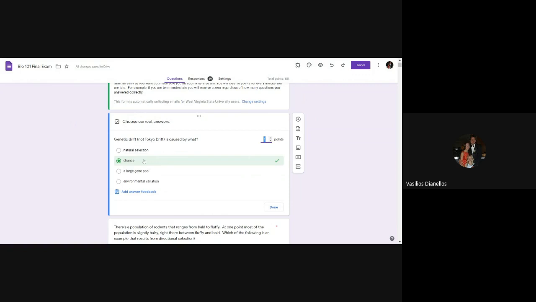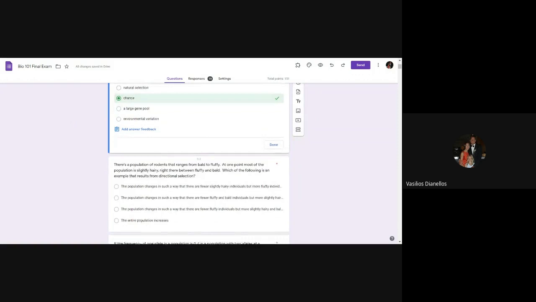Obviously, I already discussed natural selection, so you know why that's not the answer, right? Natural selection is just a different type of evolution. A large gene pool would actually minimize the effects of genetic drift. And environmental variation, that's no.